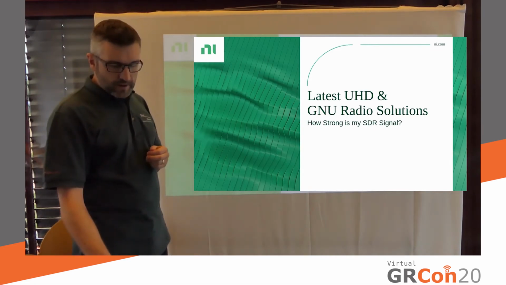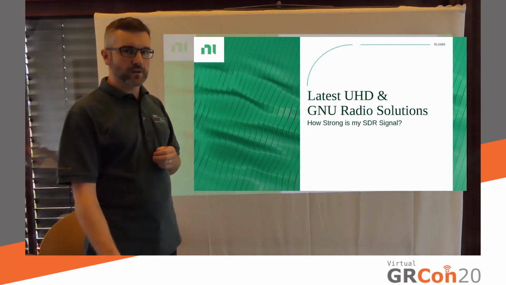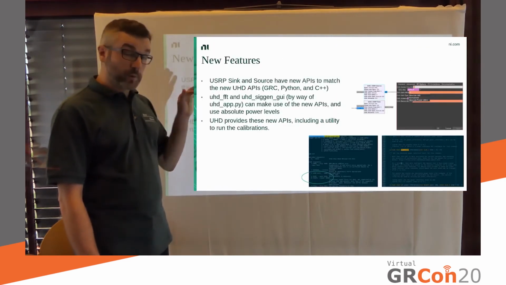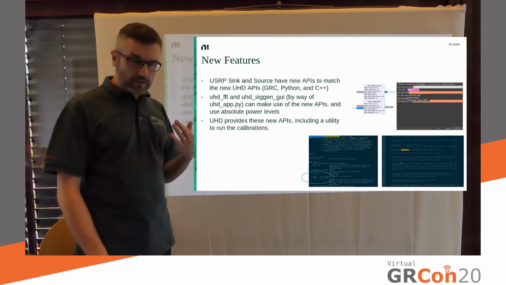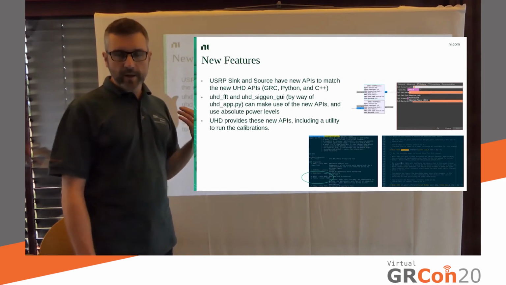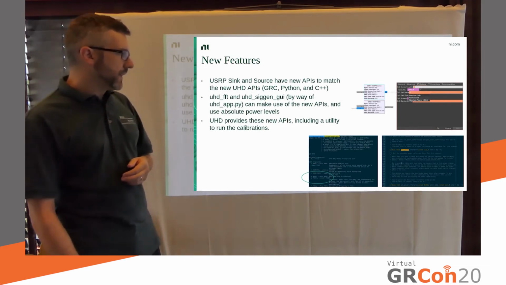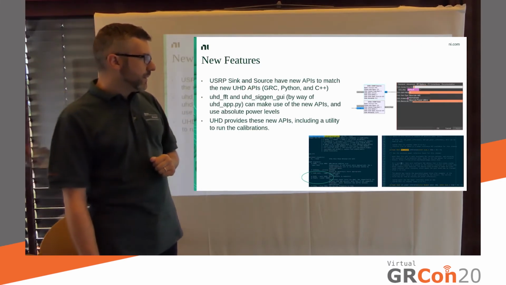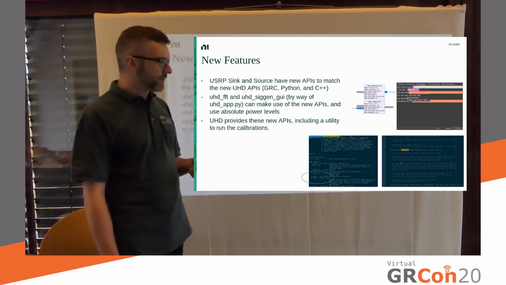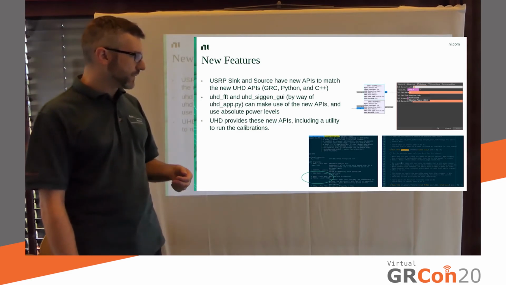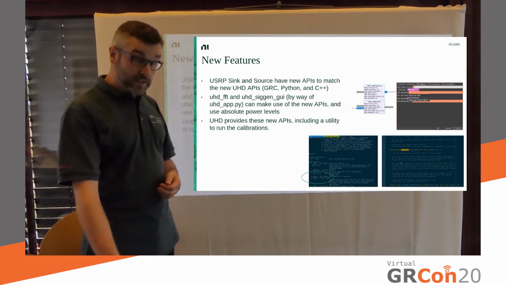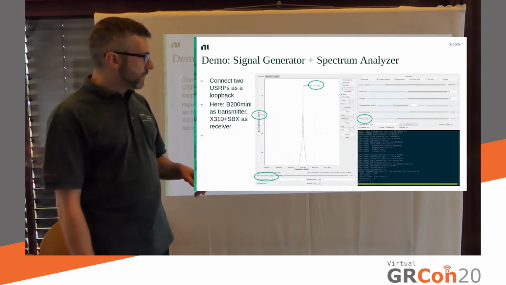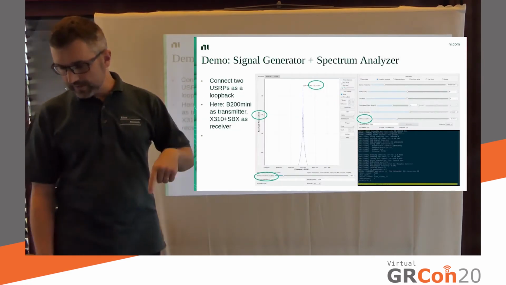Let's talk a little bit about the new things in UHD and GNU Radio that help you do that. First of all, we have some new APIs, both in UHD and in GNU Radio. And in GNU Radio, they are available in Python and C++, and of course in GRC. For example, we can now put absolute power levels into our USRP sink and USRP source. UHD FFT and UHD SigGen GUI have been updated to use those. And I have a demo, but who cares about slides? Let's look at real stuff here.